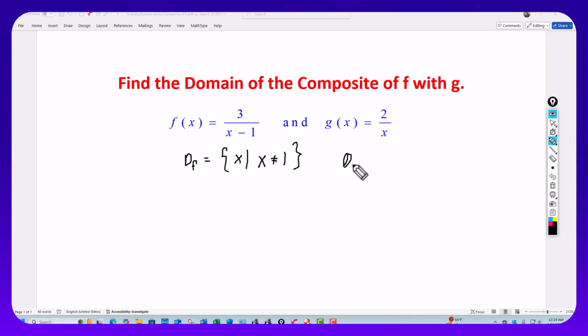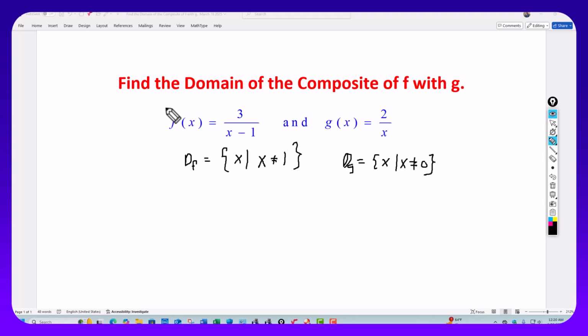Now for the domain of g, again, it's a rational function. We simply look at the denominator, we've got 2 over x. So we want to restrict any number that makes the denominator 0. Well, in this case, it's x equals 0. So simply say it's a set of all x such that x is not equal to 0.